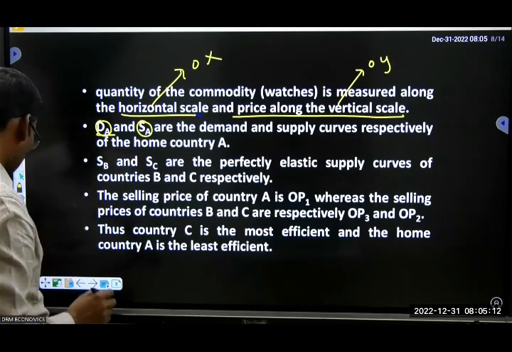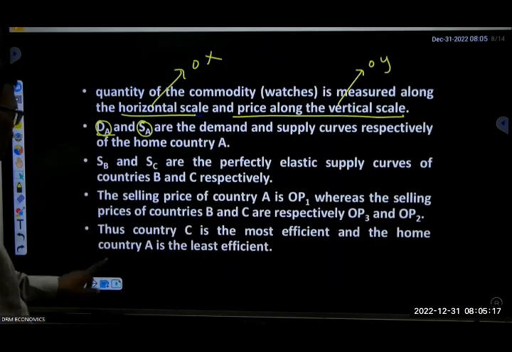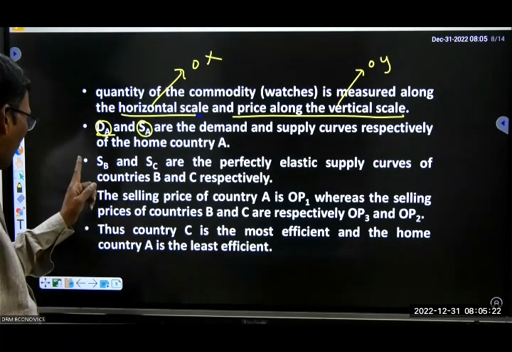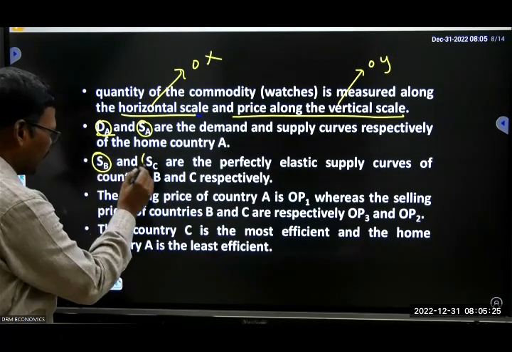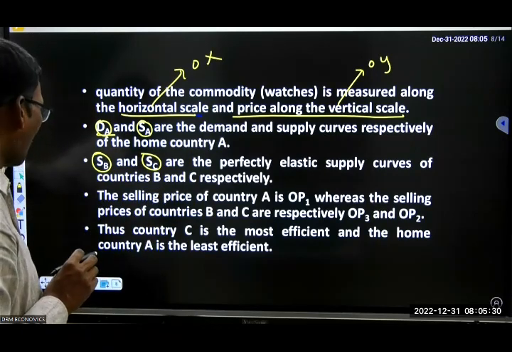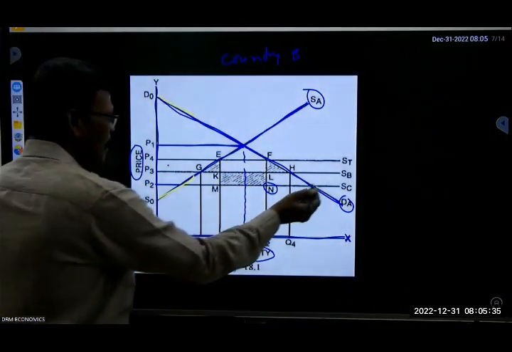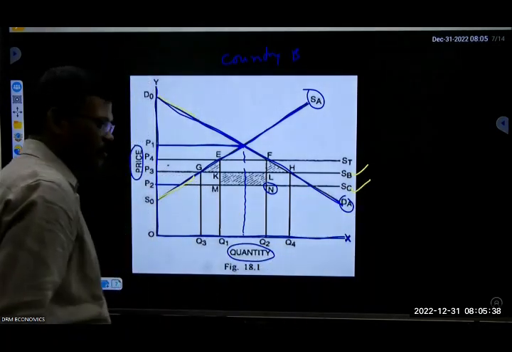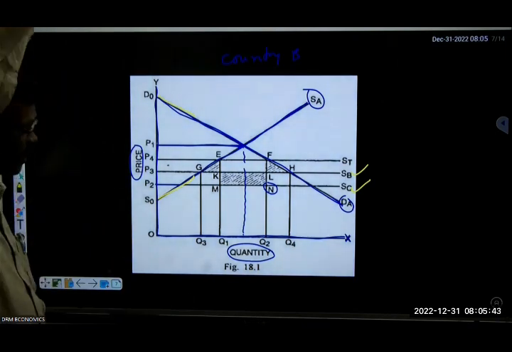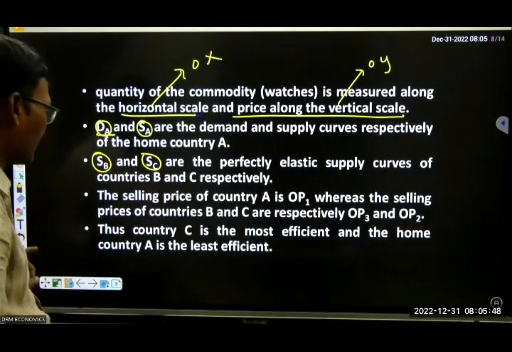This is D and this is S. So this is the demand curve and supply curve respectively of the home country A, and SB and SC are the perfectly elastic supply curves of the countries B and C respectively. This is B and C. They are the perfectly elastic supply curves of country B and country C.